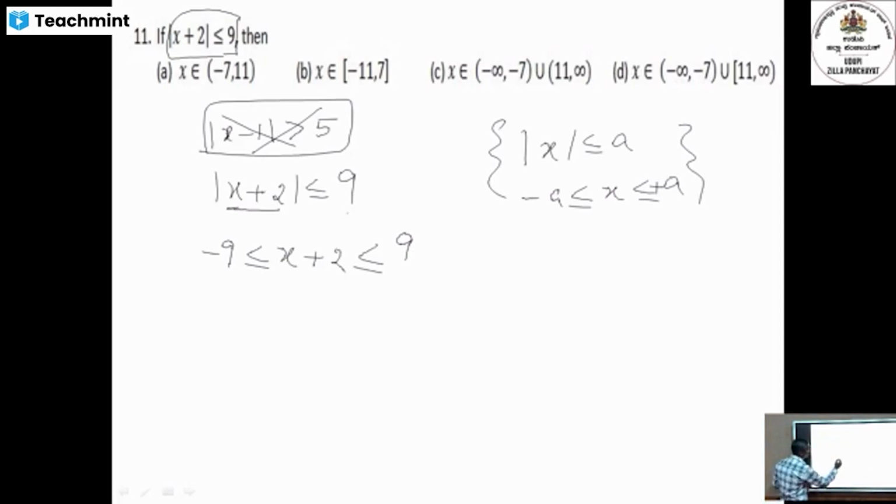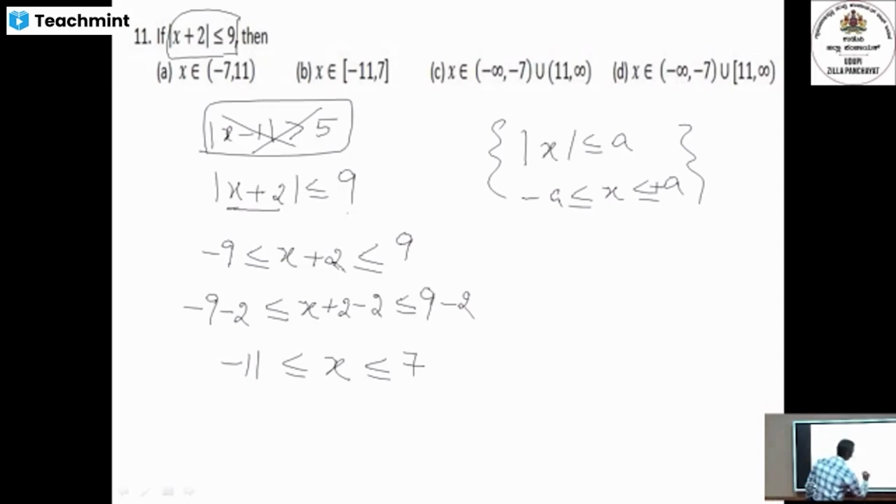Now plus 2 is there. What you have to do? Minus 2. Minus 9 minus 2 less than or equal to x plus 2 minus 2 less than or equal to 9 minus 2. So this will be minus 11 less than or equal to x less than or equal to 7. So that means in your number line, minus 11 is here, 7 is here, minus 11 is included.